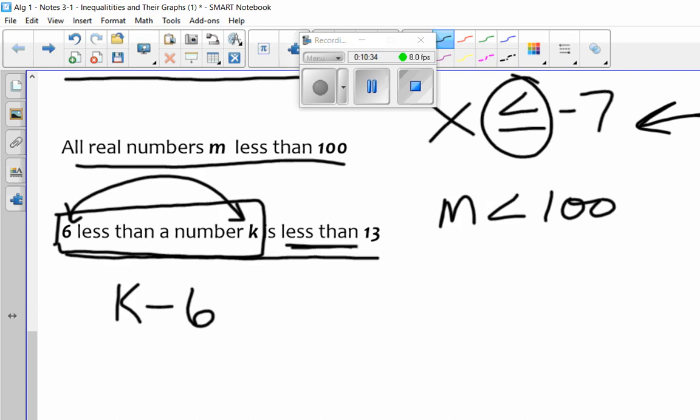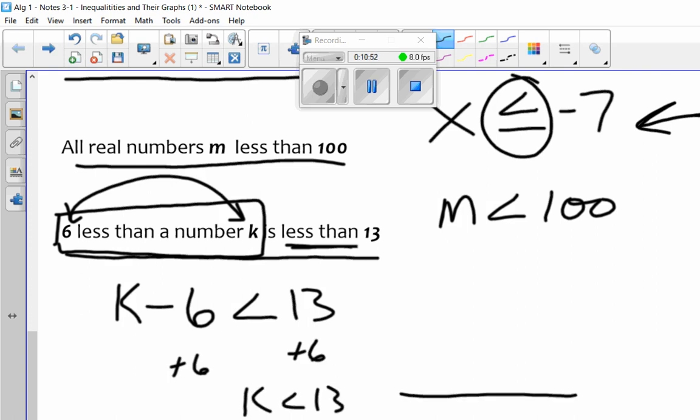This one now is actually talking about our inequality. So less than 13. And then I might need to go ahead and solve that. So I might add 6 to both sides, and I can solve it for k. K is going to be less than 13, and I may need to go and graph that one. So 0, I find 13. It's less than, so open circle. Arrow goes in the direction of less than, so to the left.